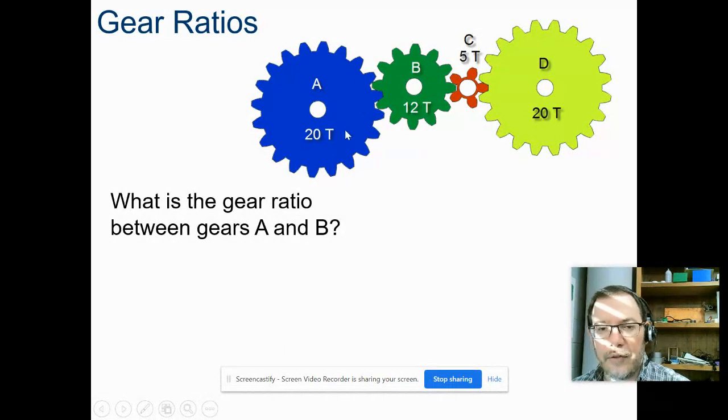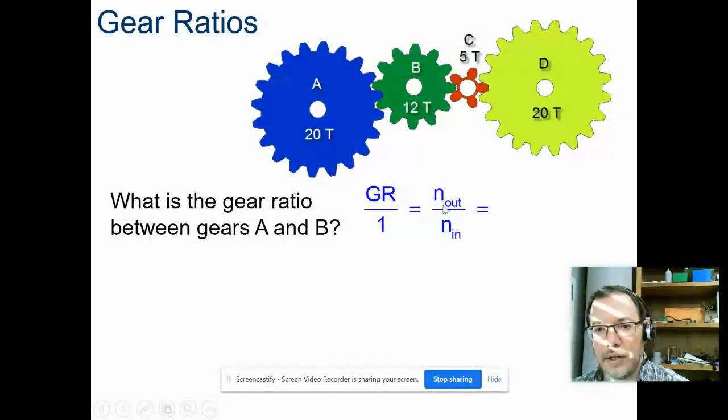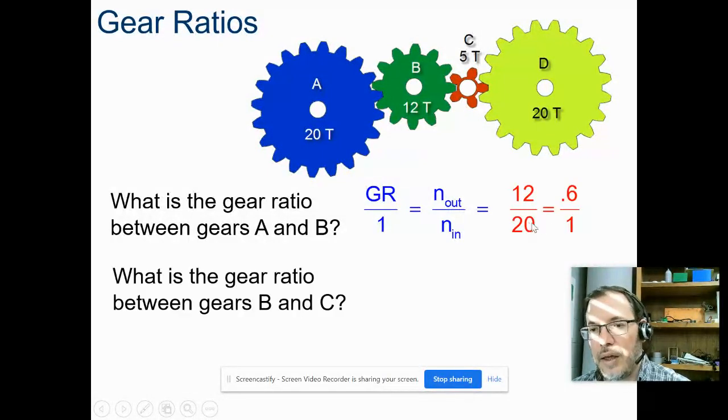Okay, well, if A is my driver, that's my input, and B is my output, the gear ratio is the number of teeth of the output, which is B, divided by the number of teeth of my input, which is A. Well, that's going to be 12 over 20. And they're putting it as 0.6. Now, I prefer maybe to put it as 3 over 5. That's just a preference. It doesn't matter. You can put 0.6 if you'd rather have a decimal. But that is the gear ratio. So it's 3/5, it's 0.6 to 1. It is less than 1. So again, we're getting less torque, but greater output speed. So B is going to be going faster than A, but it's not going to have as much torque.